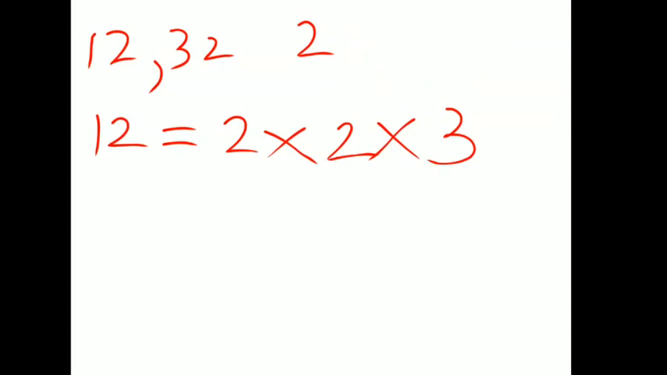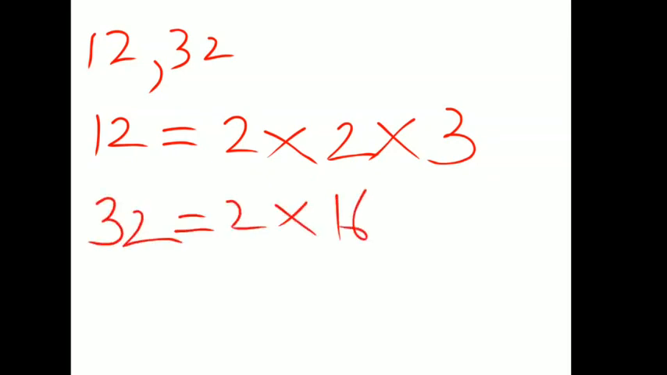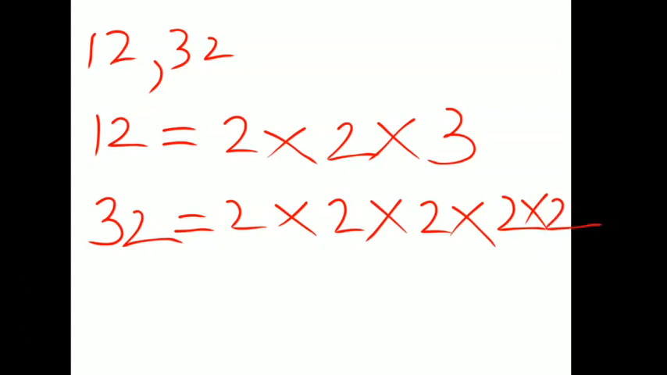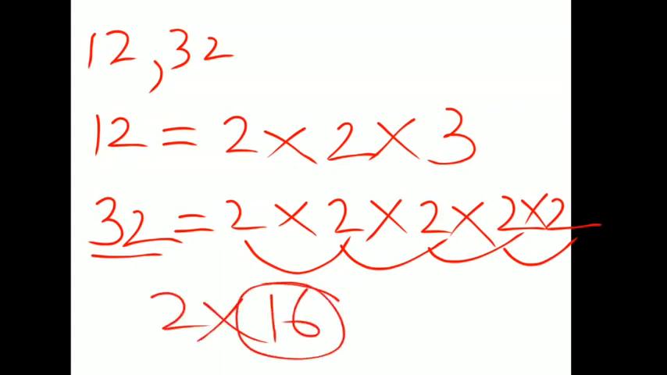So 2 into 2 is 4, 4 into 3 is 12, right? Then 32 can be written as 2 into 16 is 32. Now 16 we will break into its smaller parts: 2 into 2 into 2, 2 twos are 4, 4 twos are 8, and again one more 2 we need. That will make 32. Just have a multiplication: 2 twos are 4, 4 twos are 8, 8 twos are 16, 16 twos are 32. Students, I hope you have understood this. You cannot write the bigger number like 2 into 16. You have to break the number into its smaller units. Only then can you find the common factors between the two numbers.